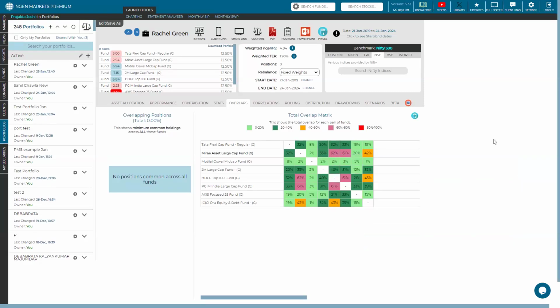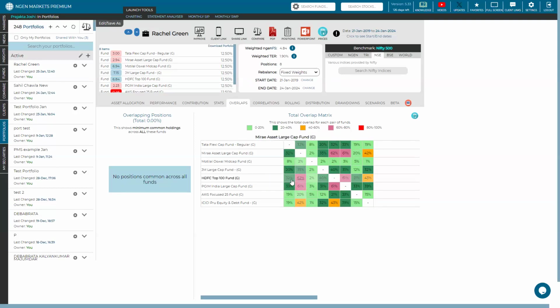Now, instead of typically including two funds with overlap as high as 60%, or for that matter even 43%, we can actually pick and choose one fund among these two. Similarly, we can pick and choose one fund among these two, PGIM and Mirai. Now, how do we choose that fund? How do we take a decision: should I exit from HDFC Top 100 or Mirai Large Cap? Because even if you remove one fund from this list, this overlap is going to go away, because this overlap is between these two funds, Mirai and HDFC, and of course, Mirai and PGIM.